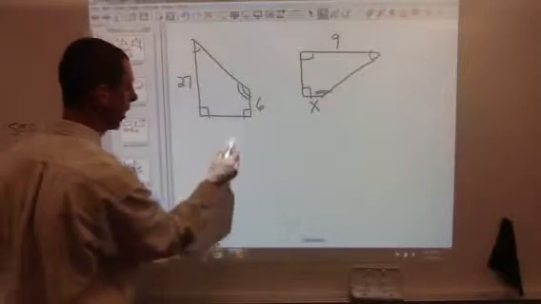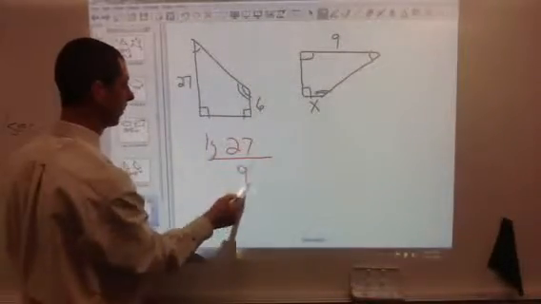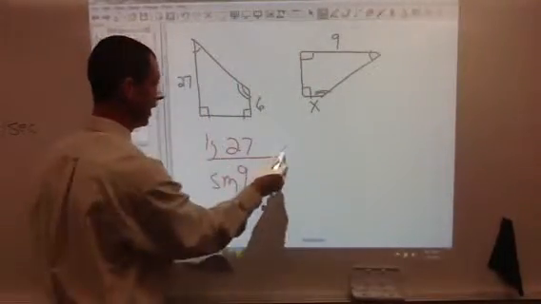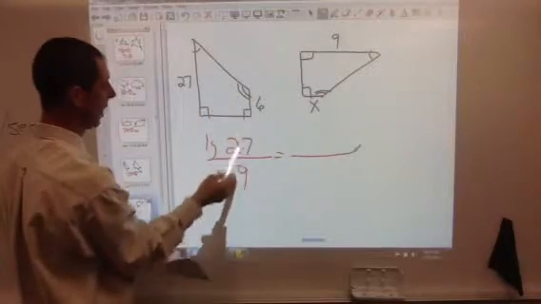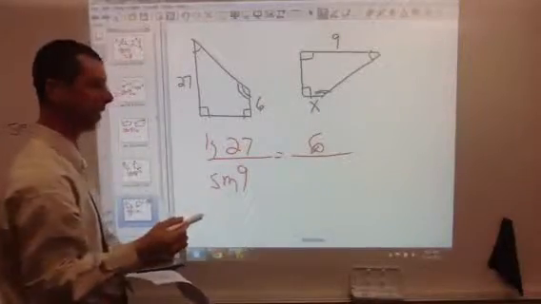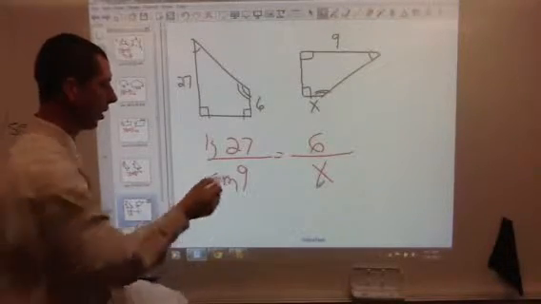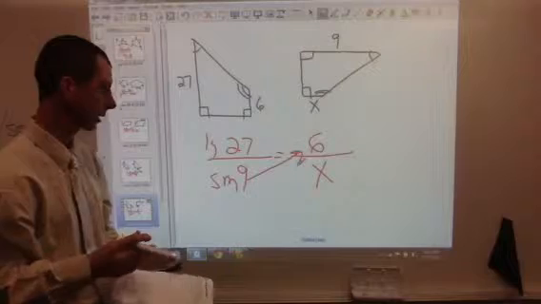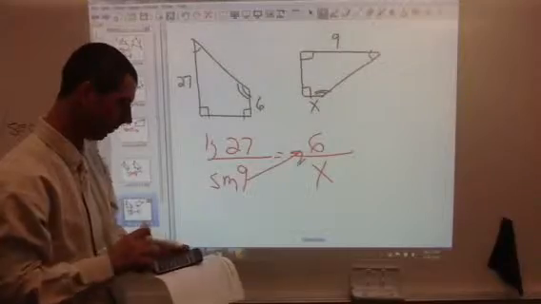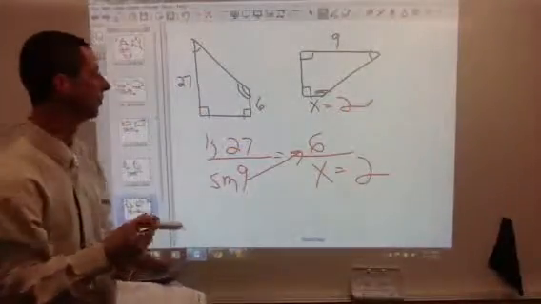Okay, 27 on the large corresponds with 9 on the small. Okay, if you stand that one up, it's going to be the same right here. Okay, and off of the larger one here where it's 6, that corresponds with x on the smaller one. That's what we have to find. Okay, so there is our problem now. So we got 9 times 6, which is 54. So 54 divided by 27 is 2. Okay, so x is equal to 2. All right?